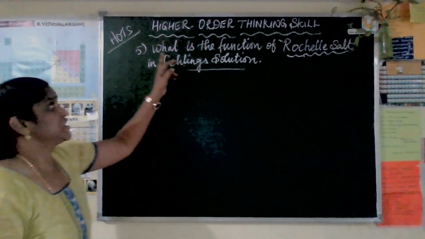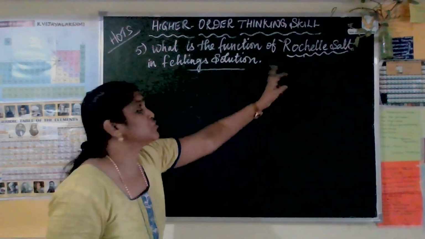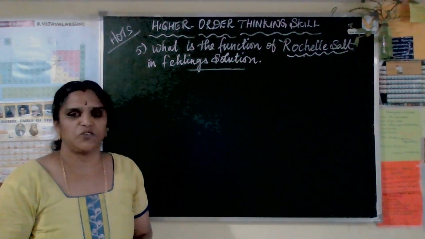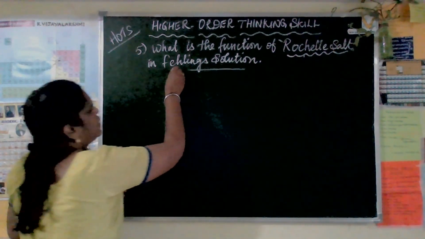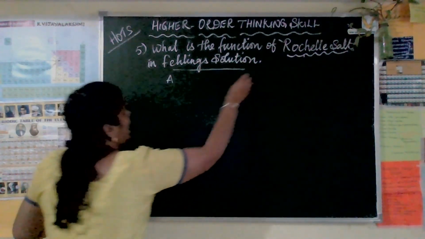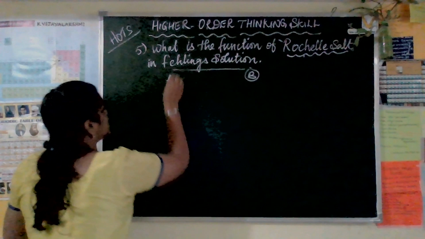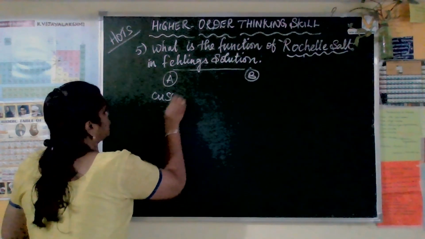Next, one more interesting question. What is the function of Rochelle salt in Fehling solution? It's a really interesting question. Come on, let us go for it. Fehling solution means A and B will be there. What is A? It's CuSO4.